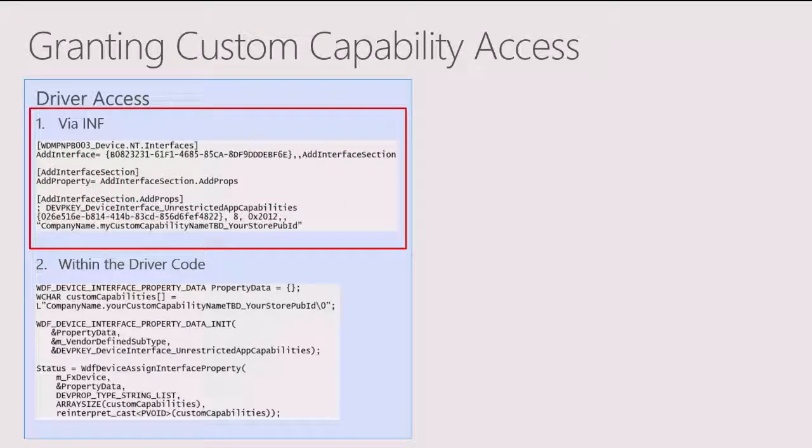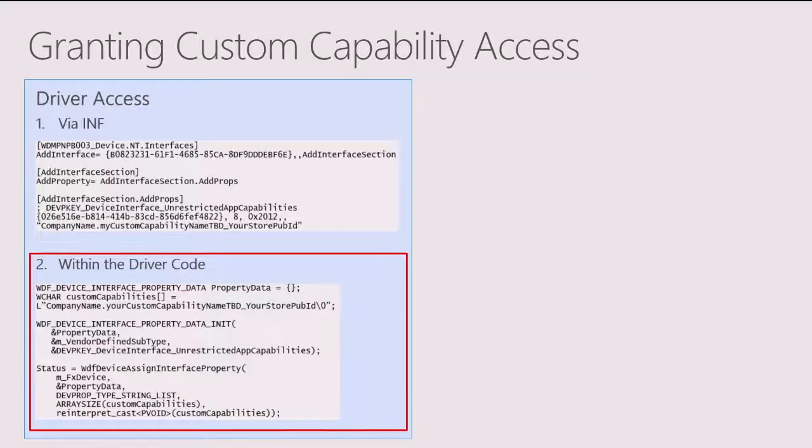The first way is through your INF file. You simply add an interfaces section, add the interface that you want to grant access to the custom capability, and then put a property, and under the property section, put this custom capability property. The other method is you go to your driver code directly, and you're going to call WdfDeviceAssignInterfaceProperty, and you're going to set the same property. Now, once you've done this, any UWP app with that custom capability will now have access to directly open a handle to your driver.